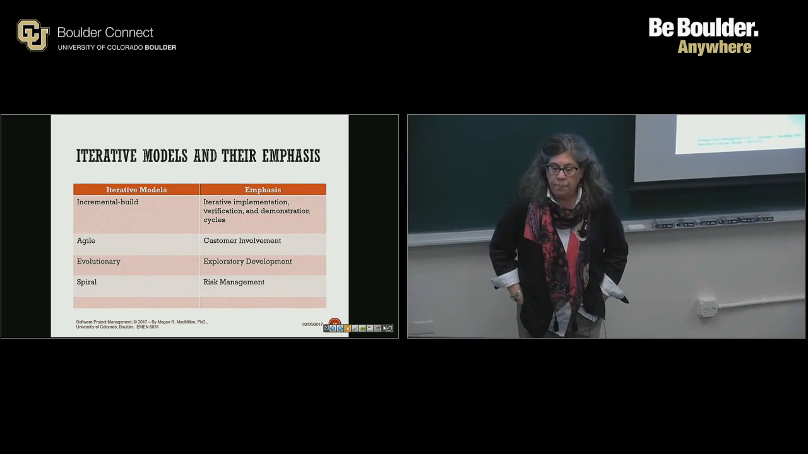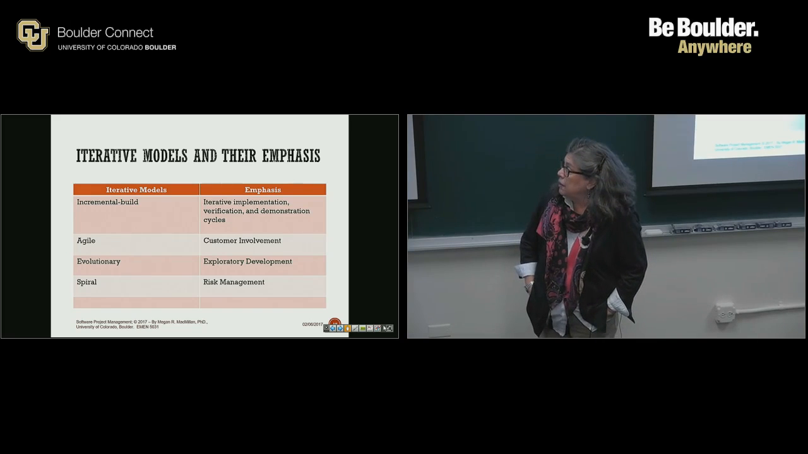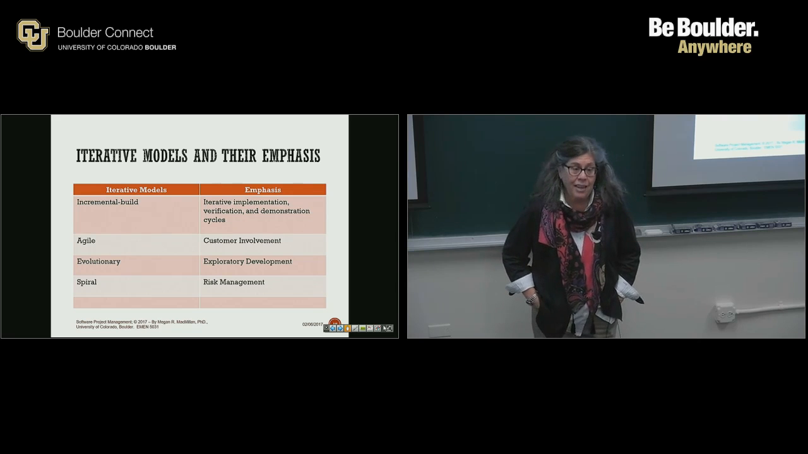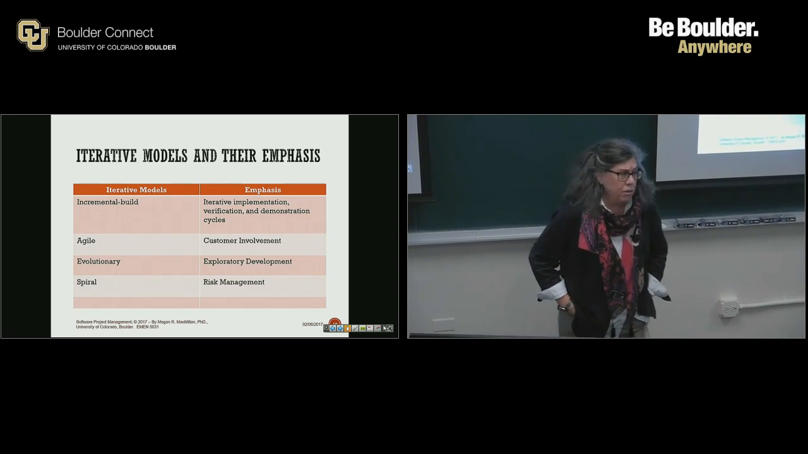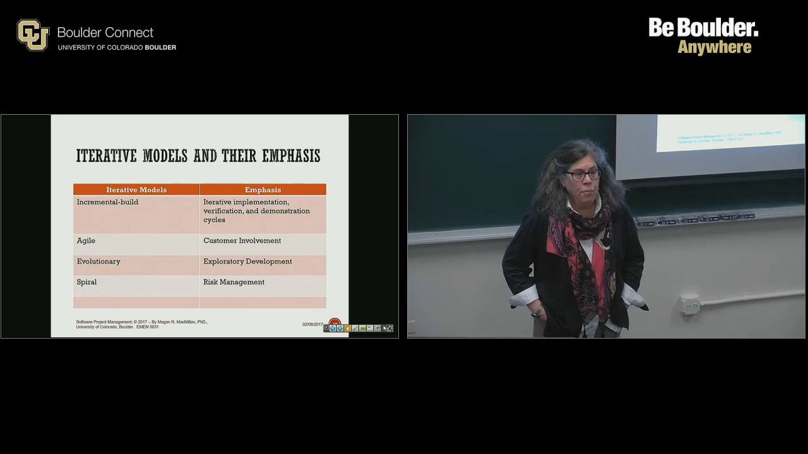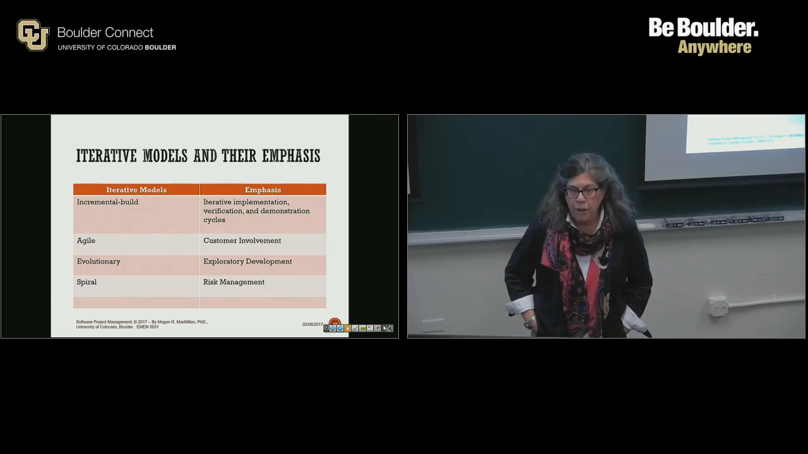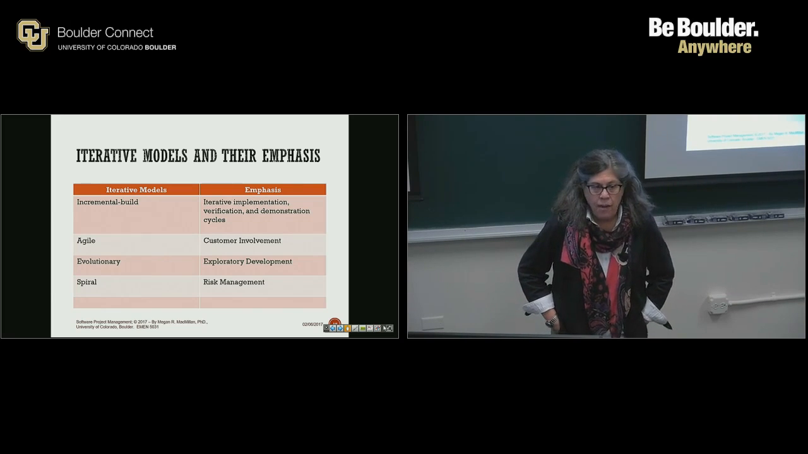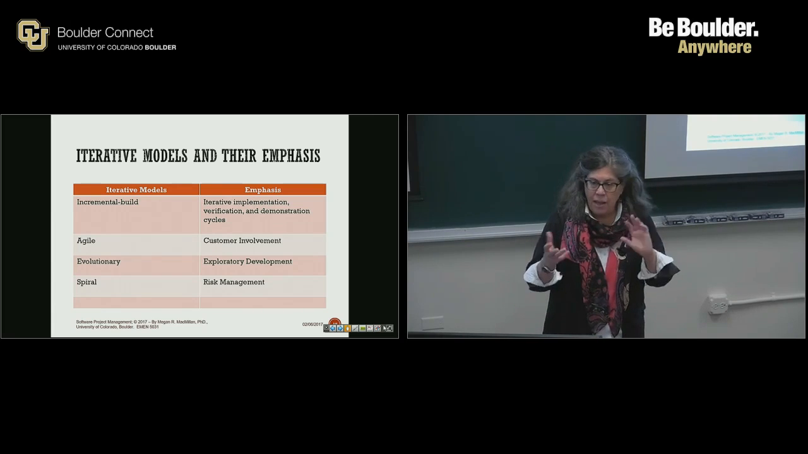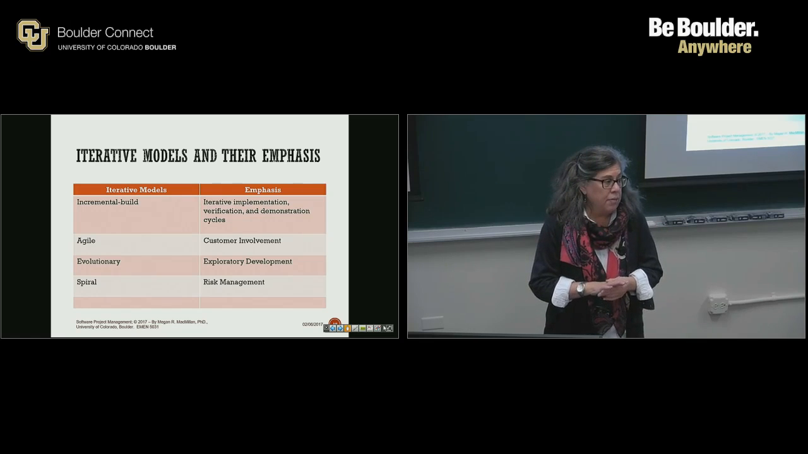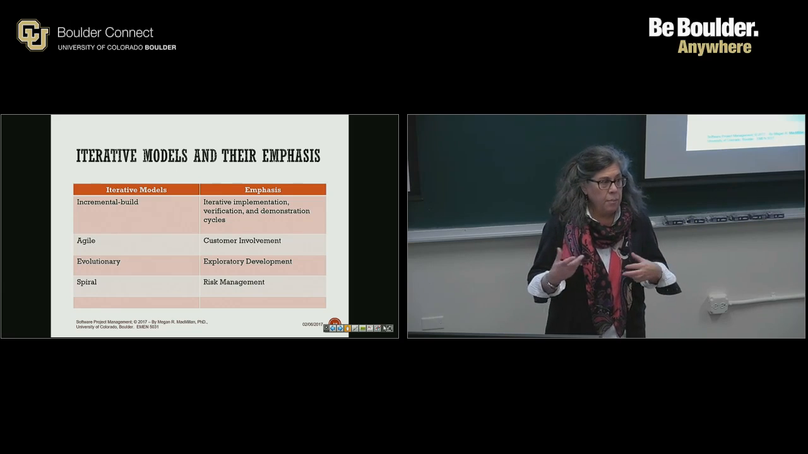An incremental build, the emphasis on that is the implementation, verification, and demonstration cycles. In an Agile model, your emphasis is customer involvement. So if you don't have customer involvement in Agile, you're not really doing Agile. You might be following the ideas of Agile, but the whole idea about Agile is customers and a lot of interaction and working with them. So if you're not working with them, you're not doing Agile. Evolutionary is really exploratory development. So you get into evolutionary models when you're doing research, or you don't really know quite what you're doing, and you're putting things together in the dark. Spiral model is really for risk management. You'll hear about the spiral model a lot when you get into things like the DoD. If they're not doing waterfall, they're probably doing a spiral, because it mitigates risk.